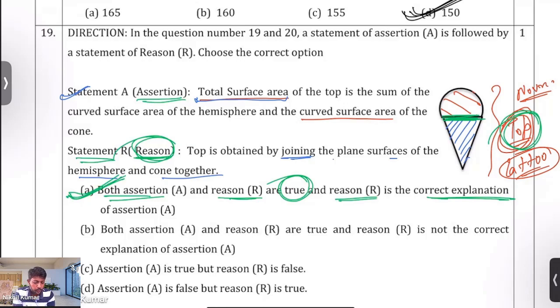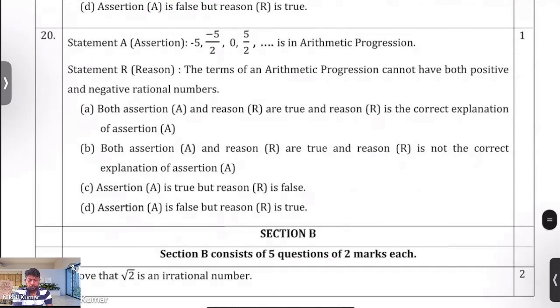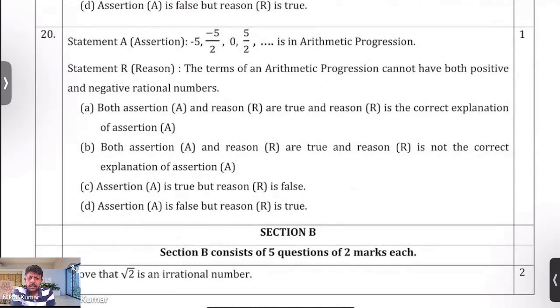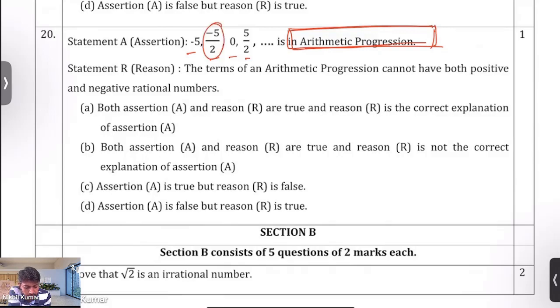All right, let's move on to the final question. Now we're talking about question number 20. Okay, the assertion is that these sequence of numbers are in arithmetic progressions. We can validate this. You just figure out the common difference. Is the common difference consistent? Is it constant? So second term minus the first term. What is the common difference?